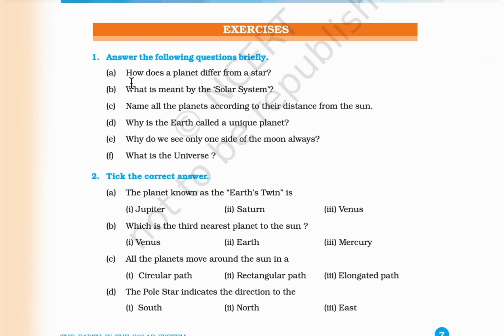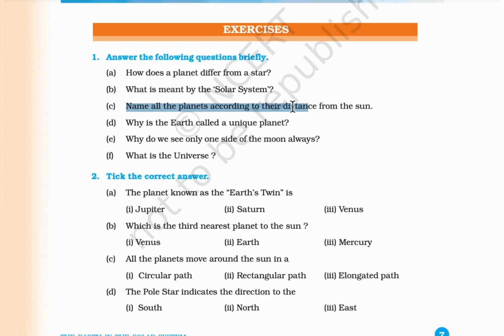So here the first one is, how does a planet differ from a star? The star has its own illuminating body, whereas a planet does not have its own illuminating body. Next question is, what is meant by the solar system? The sun, a group of 8 planets, satellites, asteroids, and meteoroids constitute the solar system. Next is, name all the planets according to their distance from the sun.